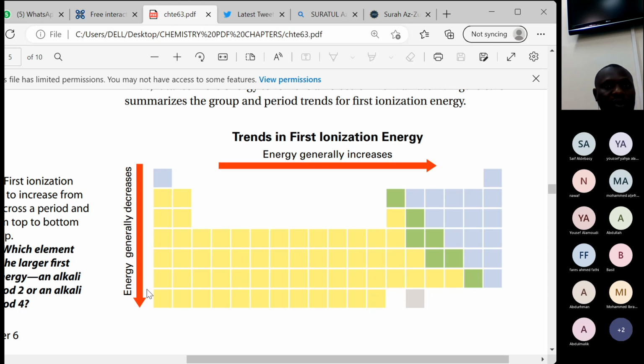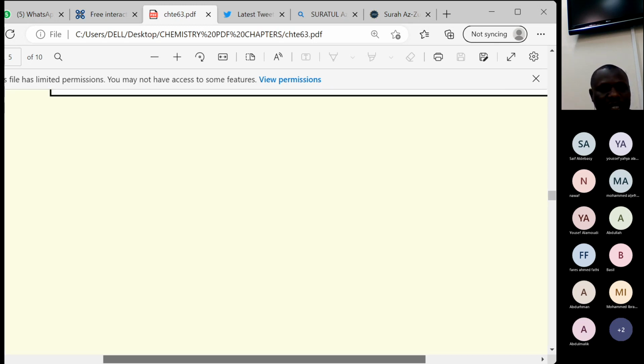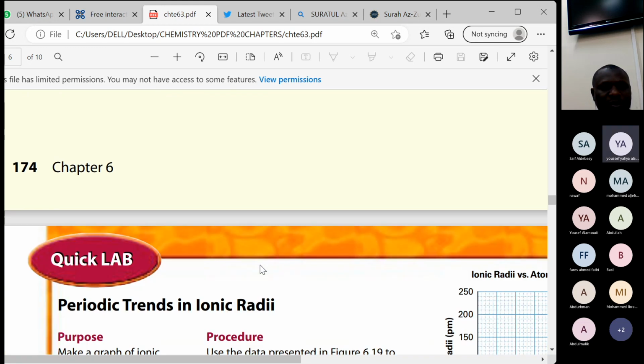Going downwards, the atomic size increases. When the atomic size increases, it means the nuclear pull decreases down the group. When the nuclear charge decreases down the group, you need less energy to remove an electron from the atom. Because you need less energy as you go down the group, the first ionization energy generally decreases down the group. That is our explanation from that chart.